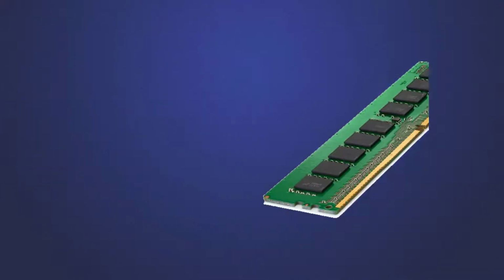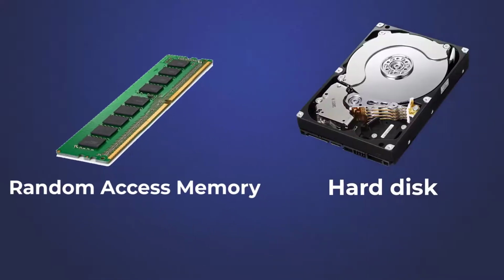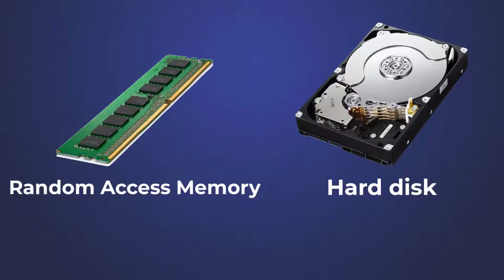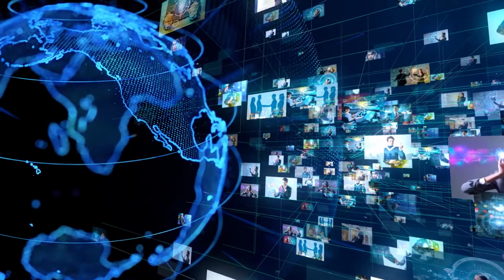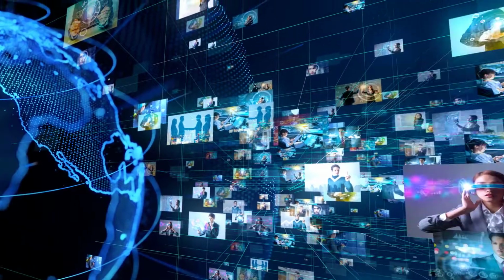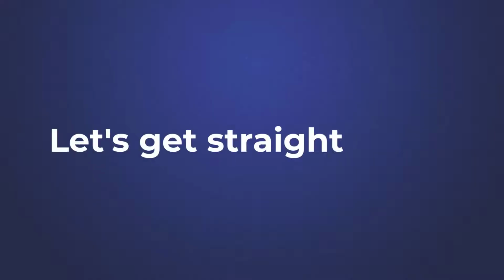to understand the basic difference between RAM, random access memory, and a hard disk, which is sometimes called a storage device or hard drive. If you're completely new to the world of technology, this is one of the ABCs you really need to get out of the way. So let's get straight into it.